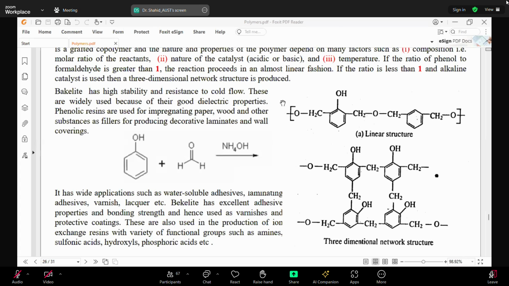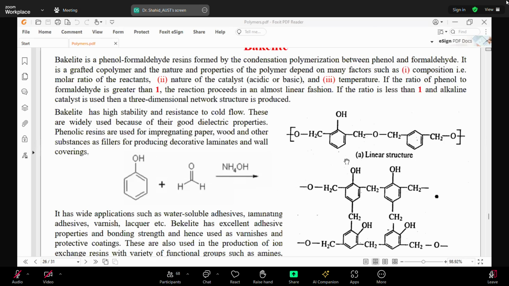There are many types of articles that we use for decorative purposes in construction, apartments, or buildings. Phenolic resins are used for impregnating paper, wood, and other substances as fillers for producing decorative laminates and wall covering. So nowadays we are using different types of wall covering or laminate paper. By using these polymerization techniques, we prepare different types of decorative or colorful laminates or wall covering by using pigments or dyes. If you want to prepare decorative or colorful plastic, then you have to use pigments or dyes, coloring agents. So bakelite plastic is used to prepare different types of decorative laminates or wall covering.